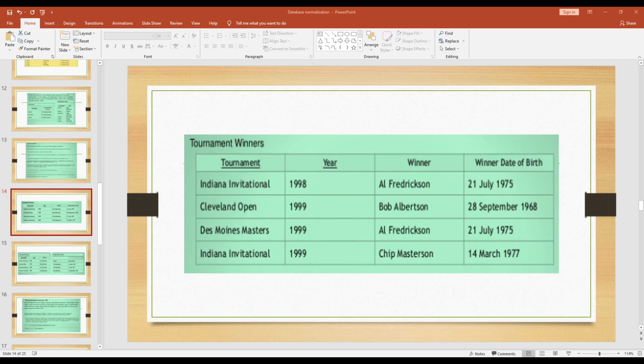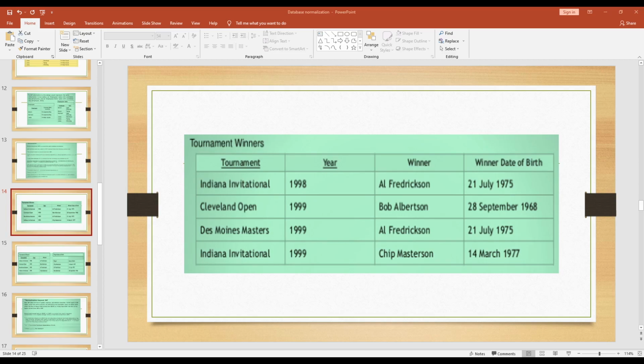The second column is named year. The first is 1998. The second is 1999. The third is 1999. The fourth is 1999. The third column is winner. The first is Alfred Fredrickson. The second is Bob Albertson. The third is Alfred Fredrickson. The fourth is Chip Masterson.